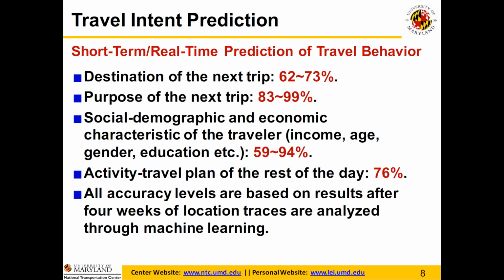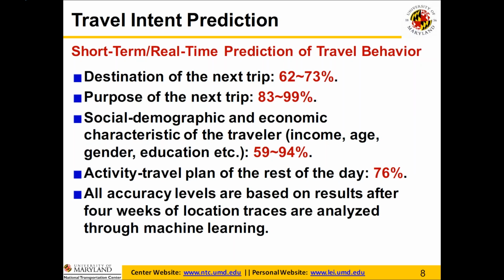We can also predict a person's social, demographic and economic characteristics when we have tracked a person for more than 30 days. Depending on which particular variable we try to forecast, we get different levels of accuracy. And we can try to predict the activity travel plan for the entire rest of the day for that individual.